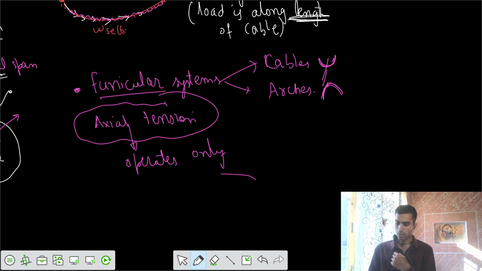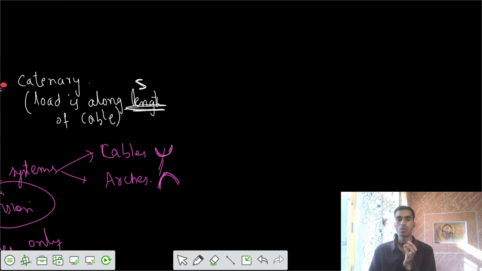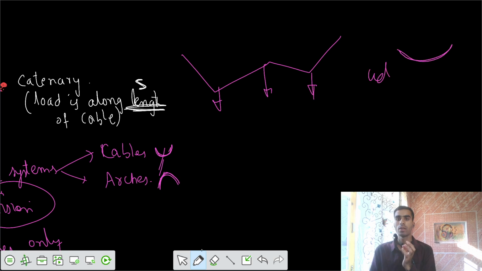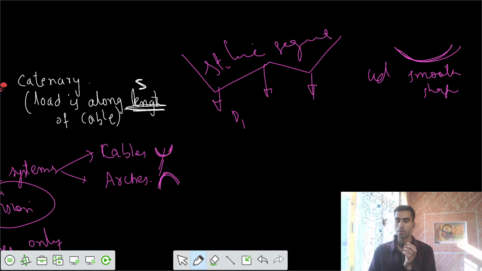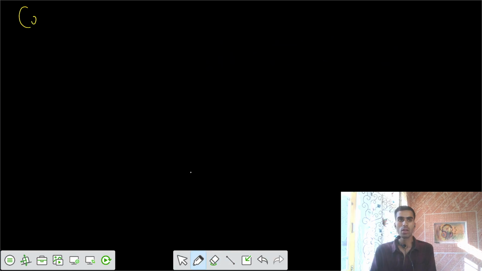We already saw that to maintain the summation of forces under point loads, the cable takes straight line segments, and under the UDL it takes a smooth shape. Under point loads, straight line segments, because of that flexibility. Now let's go for the topic: the analysis of cables subjected to point loads or concentrated loads. This is case one, when the cables are subjected to concentrated loads.